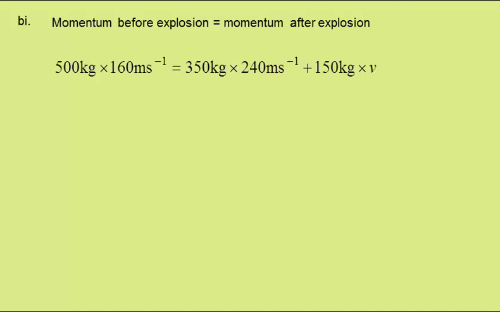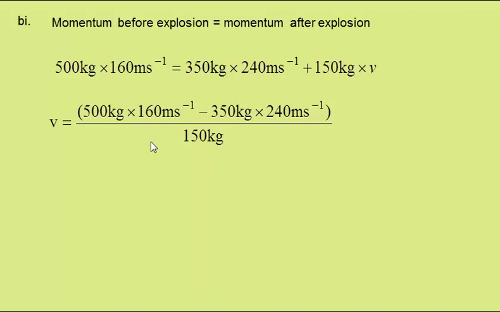In B part 1, we need to find the magnitude of the velocity of the capsule immediately after the explosion, stating its direction. Well, momentum before equals momentum after, and the momentum before is 500 kilograms at 160 meters per second. Momentum after is the 350 kilograms of the probe times its 240 meters per second, plus the 150 kilograms of the capsule times its velocity.